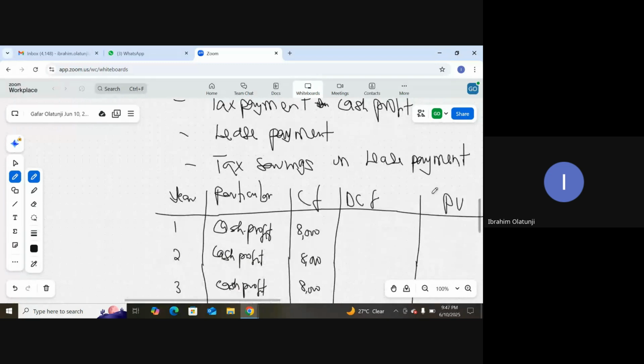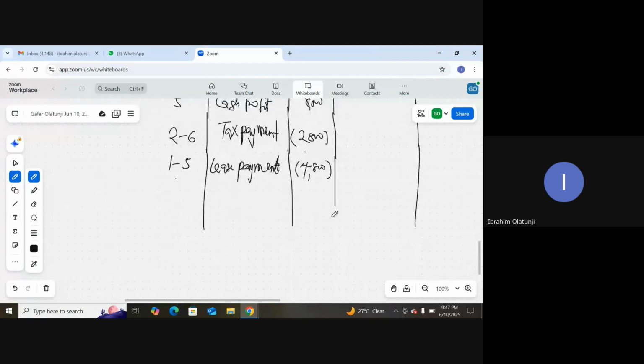So the last one is that you have to also put tax savings on lease payment. So let's look at the question, what they gave us about the tax savings on lease payment. So let's go to C.